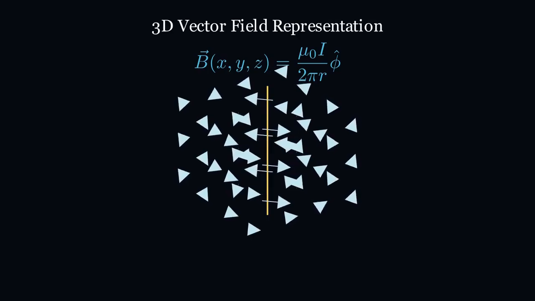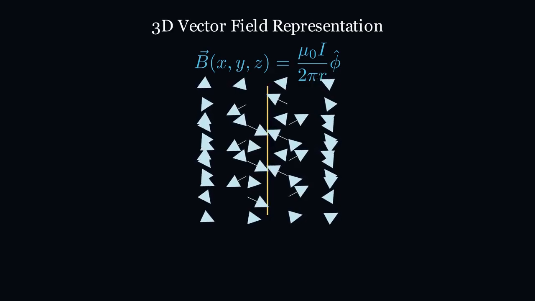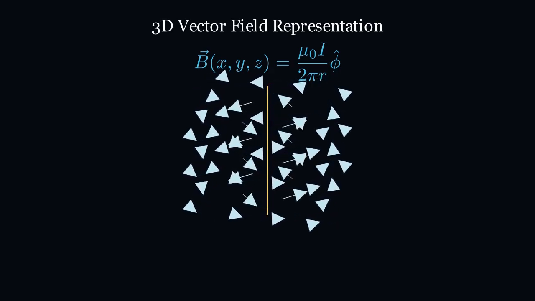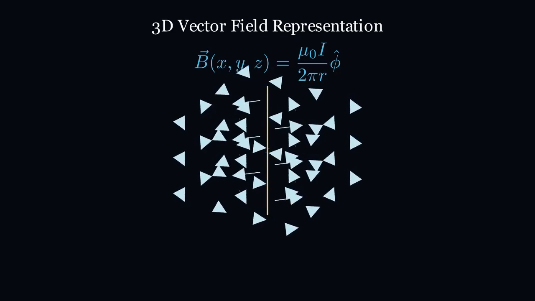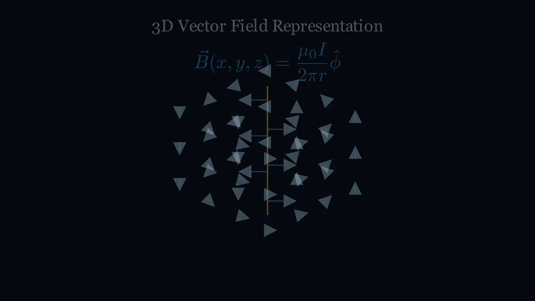To map this mathematically, we use a three-dimensional grid of vectors, where the length of each arrow represents the strength of the field at that specific coordinate in space. The curving pattern we observe is not a physical substance bending, but rather a spatial gradient, where the strength and direction of the vector arrows shift continuously as you move away from the current source.